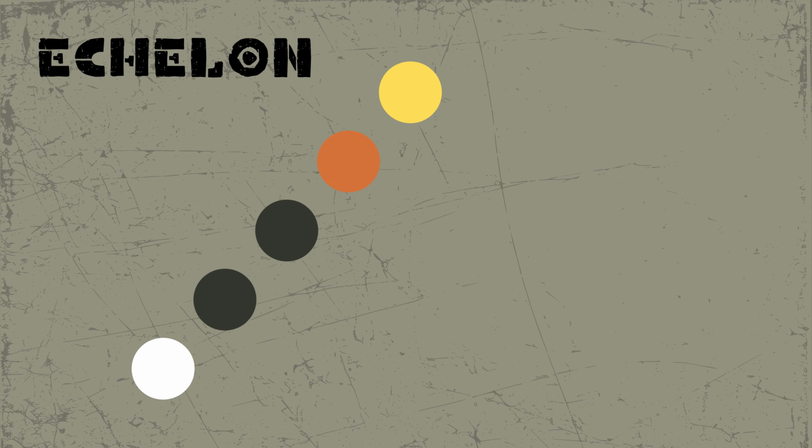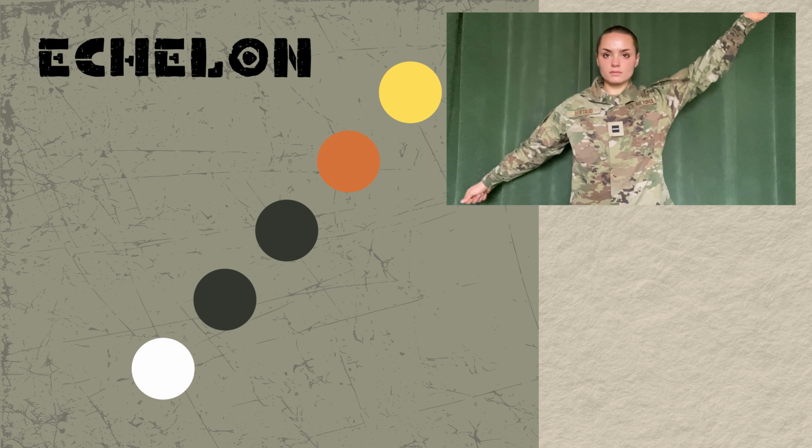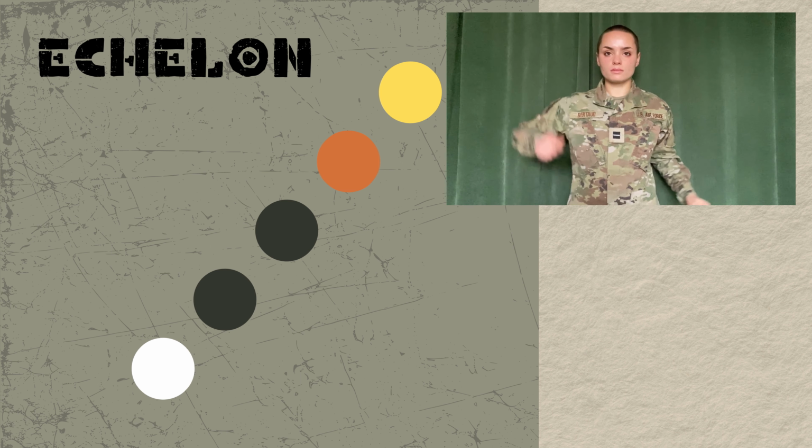Next we have echelon. Echelon is effectively a diagonal version of file formation. And similar, it provides good flexibility and speed, and transitions easily into other formations, and it provides good coverage of an area for sweeping or searching for specific things. Some of its downsides are that it has insufficient security if enemy contact is possible or expected. And you're going to be using this in situations where the risk is low. Now, once again, let's take a moment to look at these hand signals.